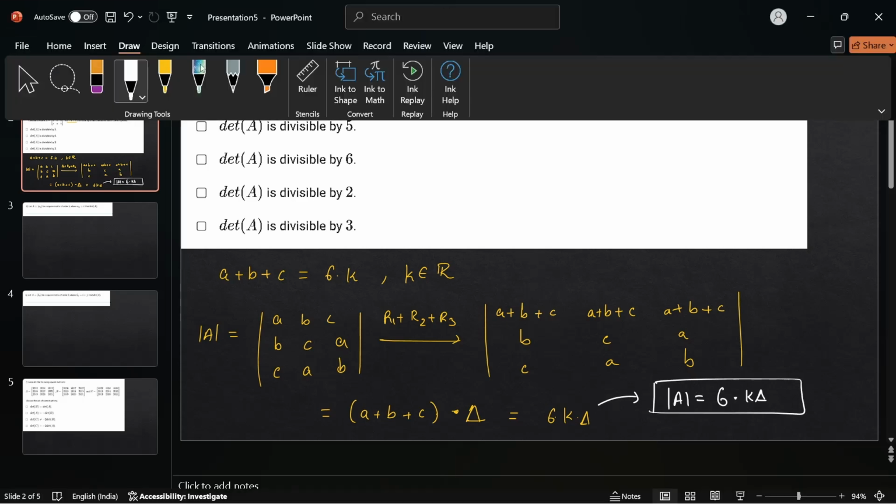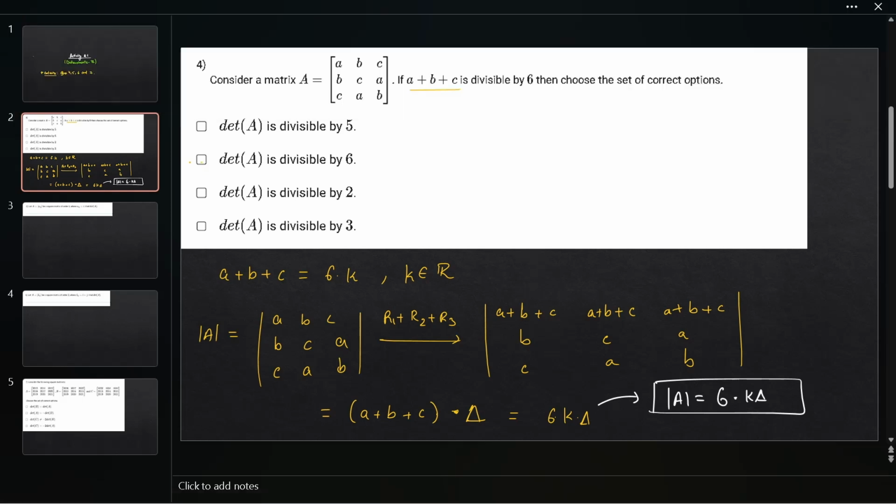If determinant of A is divisible by 6, then it is automatically divisible by 2 and 3 as well. Why? Because any number that is divisible by 6 is also divisible by 2 and 3. You can take 36 as an example. It is divisible by both 2 and 3. So hence option number 2, 3, and 4 are correct. But there is no such proof for option number 1, so we are marking it as incorrect.